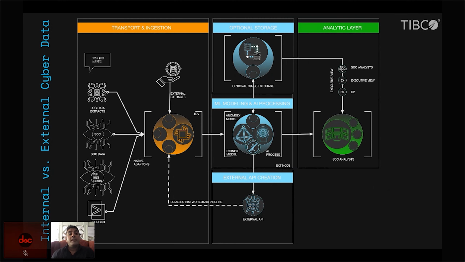Now, in this way, not only can we take into account internalized data, but we can also take into account external data sources as well. And that is coming from a lot of external standpoints. It could be coming in from crime servers.